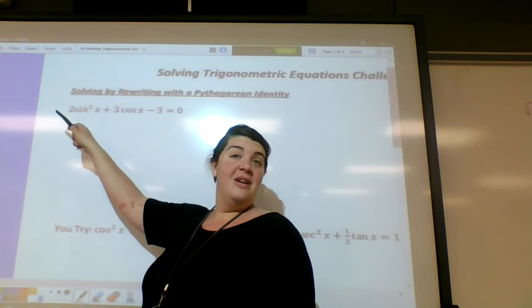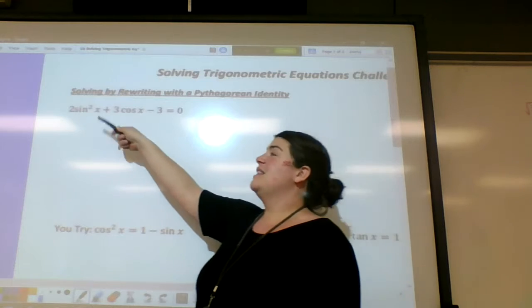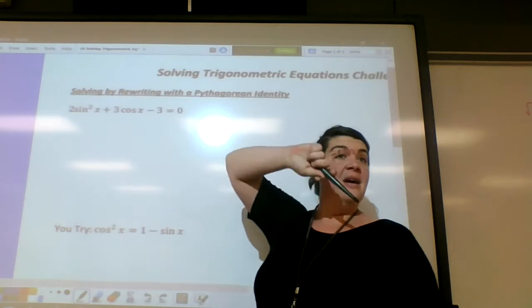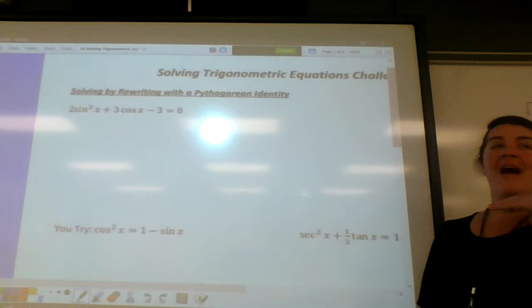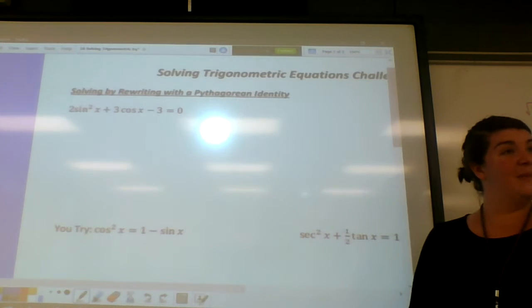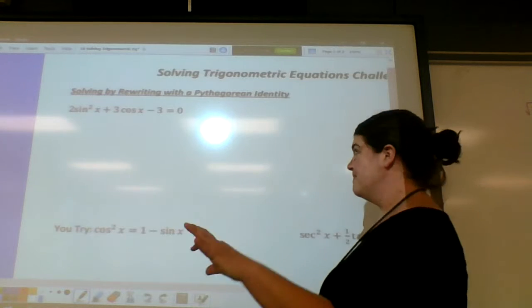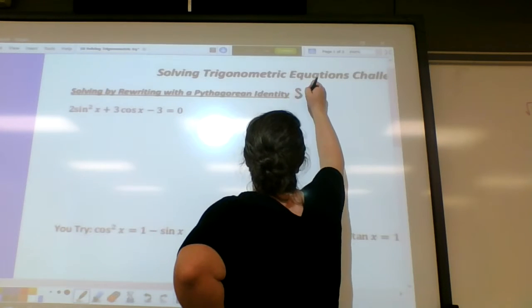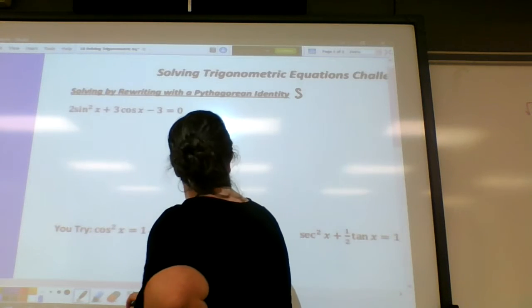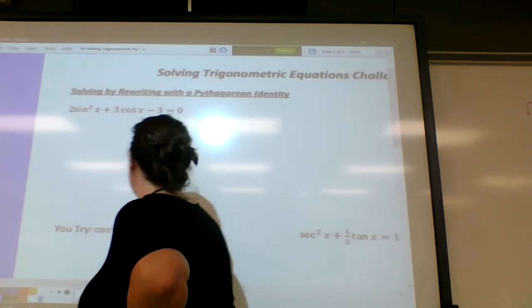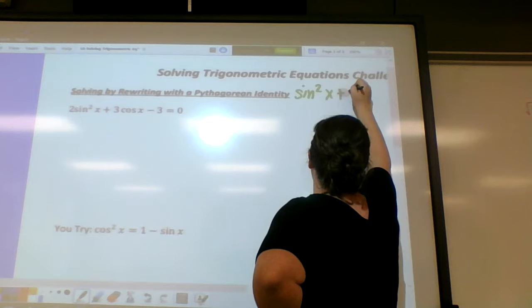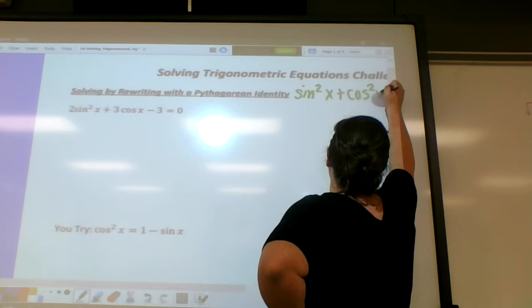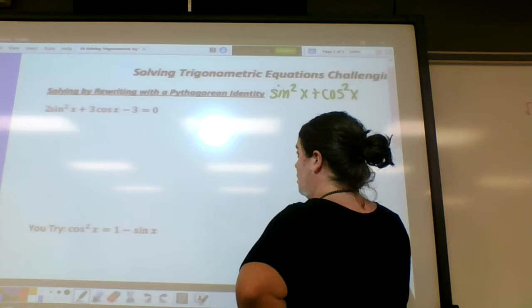So what we're going to do is use the Pythagorean identity to take the sine squared and turn it into a cosine squared. And then our equation has all cosines in it. Does that make sense? What we're doing here? So the identity is sine, I'm going to change colors. Hold on. Sine squared of x plus cosine squared of x is equal to 1.